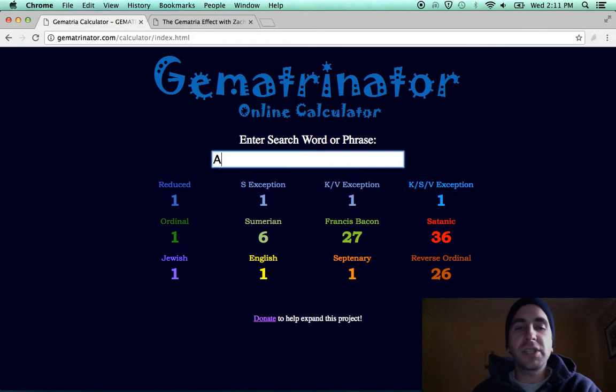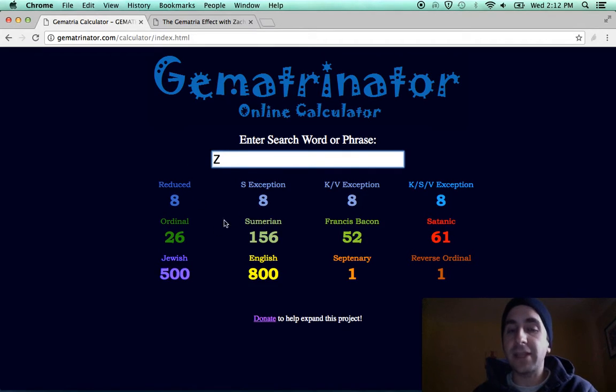So here, let's go to a single letter digit to show you something. Notice just the letter capital A. Let's talk about Sumerian gematria. That's where you multiply each letter times 6. So capital B is 12, capital C is 18, you see? Capital D is 24. 26, or Z, the 26th letter, is 26 times 6, 156.